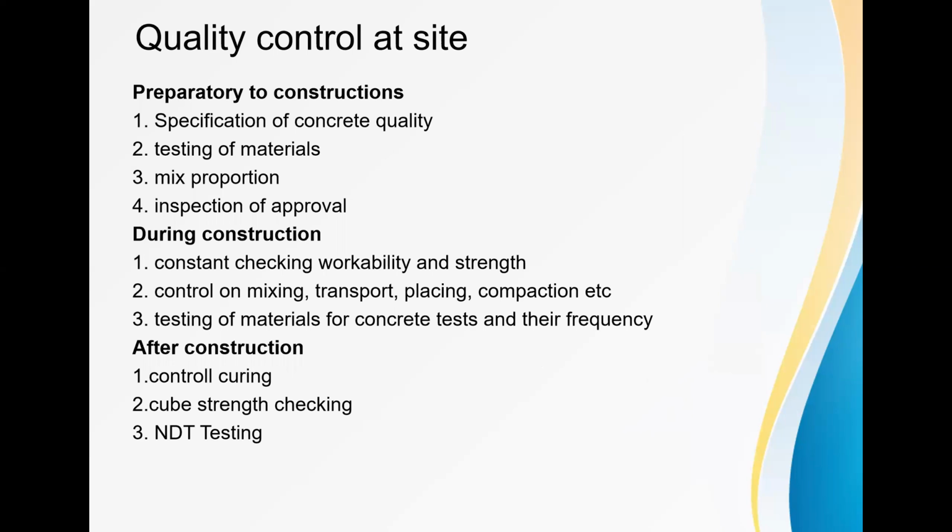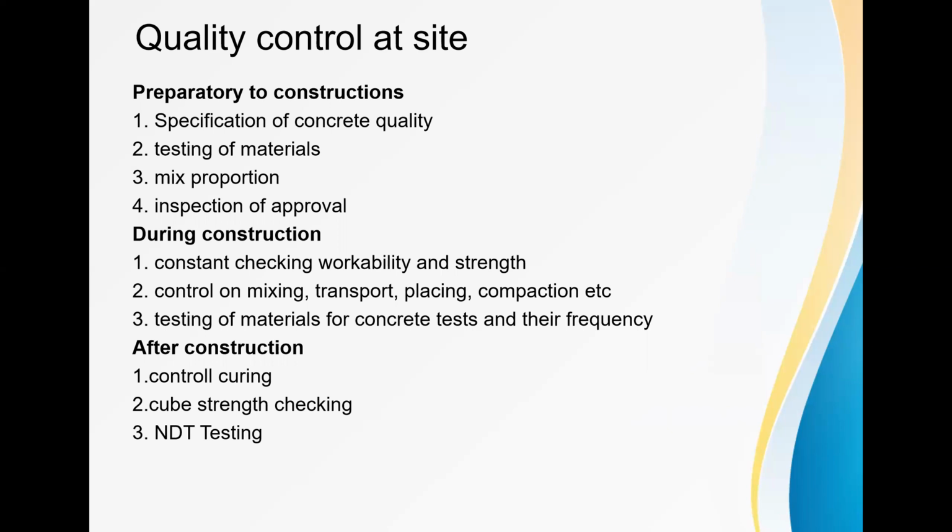Then what do you mean by quality control of the site? Of course, there are a lot of quality controls that we need to do. Since we are engineers, we should take care of the quality. Then how will the preparation for construction take place? First is the preparation for construction, specification of concrete quality. First, you should check the concrete quality. Testing of material, what the material is going to be. We need to check in the laboratory the chemical and physical properties of the ingredients. Mix proportion, of course, we need to decide which kind of mix proportion is suitable for the particular type of structure. Inspection and approval, definitely we should inspect that, and only then approve it. So these are the things we need to follow during the preparatory work of the construction.